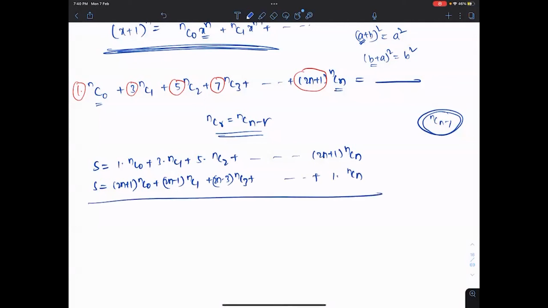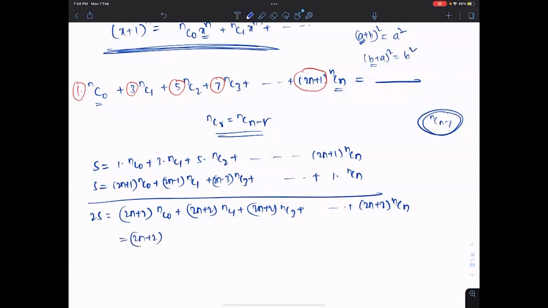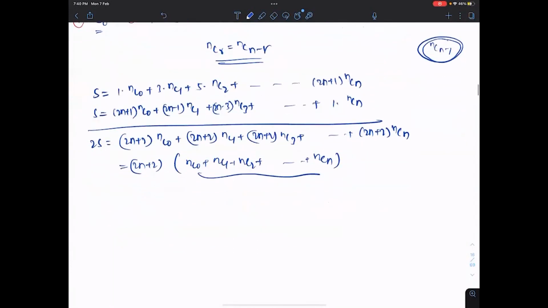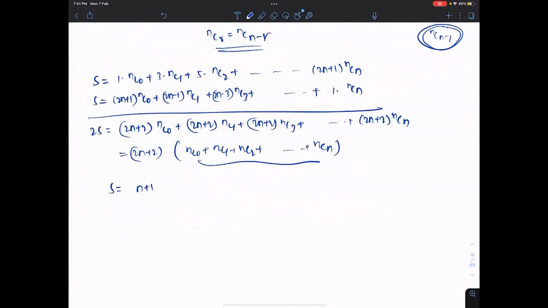Now, when you add them, what do we get? 2 times S is equal to 2n plus 2 everywhere, or not? NC0 times 2n plus 2, plus 2n plus 2 times NC1, plus 2n plus 2 times NC3, and at last, 2n plus 2 times NCn. That's it. If you take 2n plus 2 common, what is there? NC0 plus NC1 plus NC2 and so on. Now, this is a standard one only. This is 2 power n. So, S will be equal to n plus 1 into 2 power n.